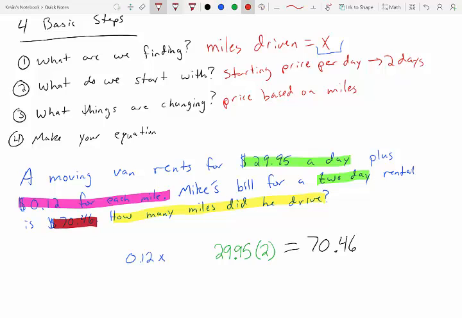So if we think about this, we have the price that he's paying for miles and the price he's paying to rent it, and that's giving him a total cost. So 2 prices to give you a total cost. What operation do we have to use? We have to use addition. So my price for my miles plus my price to rent the van is going to give me my total price of renting the van.